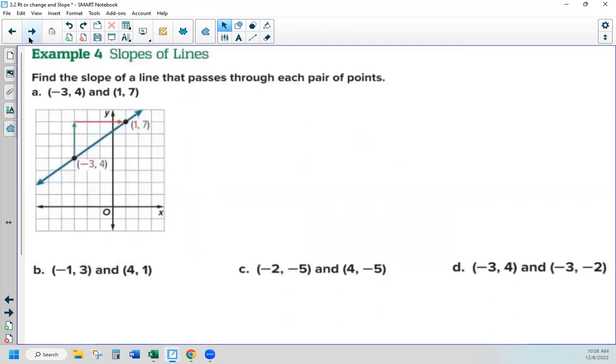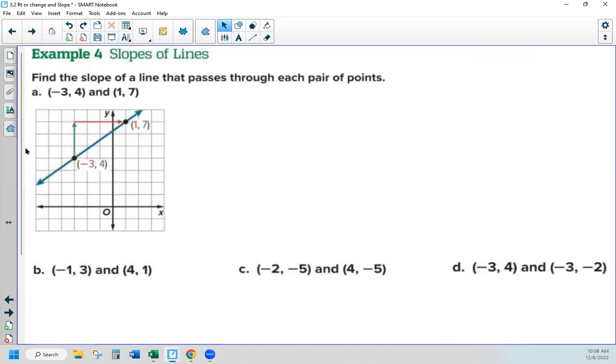All right, so moving on. Example 4, slopes of lines. This right here is going to be your classwork. So go ahead and complete this problem right here. Let me tell you right now how many you need to complete. You need to complete your example 4, A, B, C, and D. As you can see, A is very simple because the graph is given to you. So very visually, you can find the slope of this line.